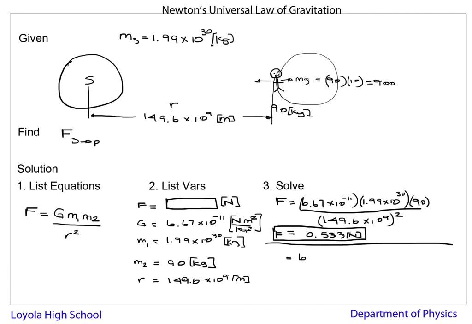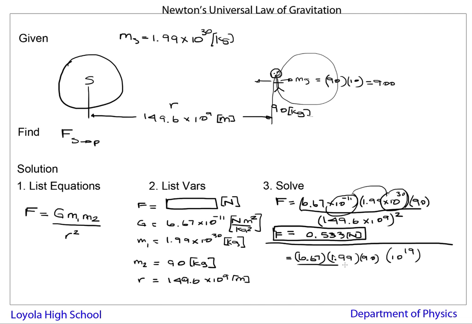I'll take 6.67, I'm going to take that 1.99, and I'm going to take that 90. I'm not going to put any exponents in here. But I'm going to say that times 10 to the 11th and times 10 to the 30th, they're multiplied. So I just add those. So 30 and minus 11 is times 10 to the 19th, because 30 minus 11 is 19. So I'm just taking care of those two right there.